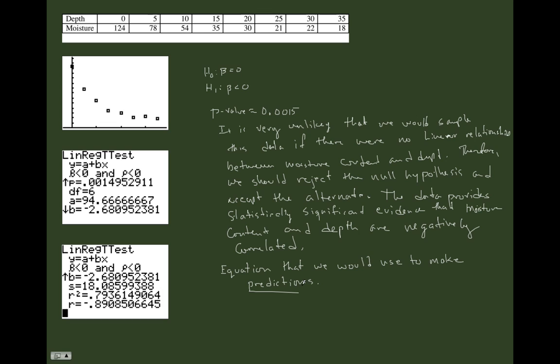The idea here is, the way to think about this is, do I use the average moisture content as my estimate, or do I bring in this depth variable and try to establish a linear relationship between the variables? In this case, that's exactly what we're doing. We're doing the latter, and since we have a small p-value, we can say that that's a statistically significant thing to do.